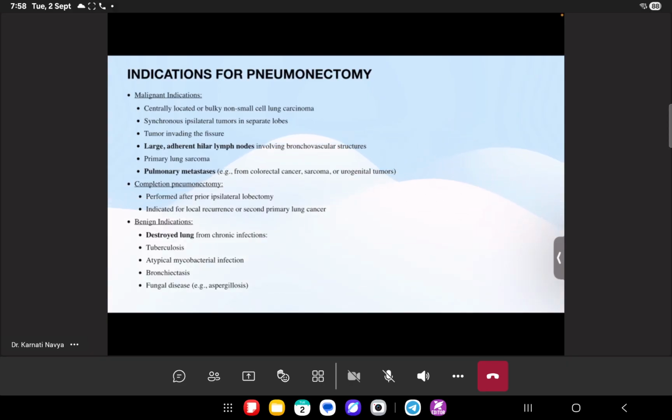And the benign indications are destroyed lung from chronic infections such as tuberculosis, atypical mycobacterial infection, bronchiectasis, and fungal diseases such as aspergillosis.